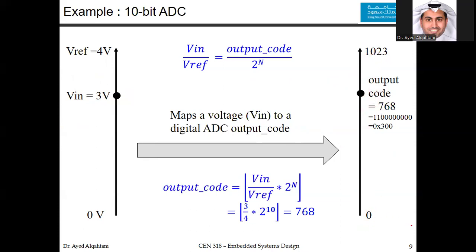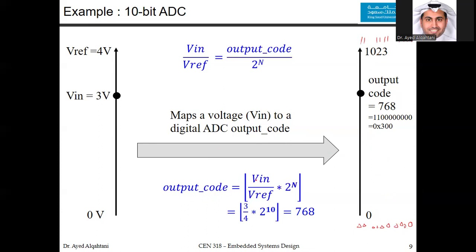For the 0, you would write 0, 0, 0, 0, 0, 0, 0, 0, 0, 0. That's 10 bits. And for the upper bound, it's actually 1, 1, 1, 1, 1, 1, 1, 1, 1, 1. Any other value in between will have some zeros and ones. So to get this value, you follow the equation that we found.